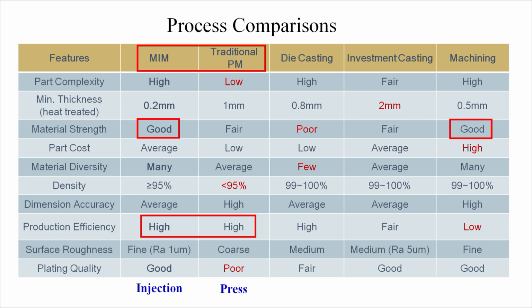For material strength, the mechanical properties of MIM parts are almost the same as those of machined materials, which are quite different from traditional powder metallurgy. Therefore, in recent years, metal injection molding has been more and more widely used in 3C and automotive components.